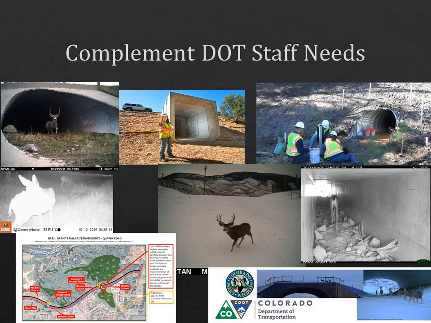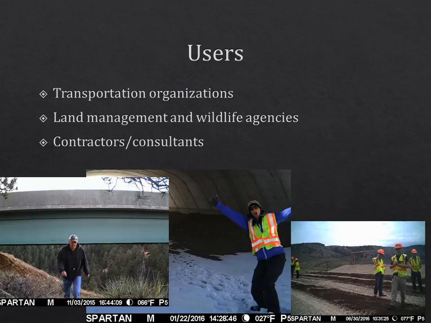Some of those were structures that were built for wildlife movement. Actually, all of the pictures here on this slide are of structures or animals, in one case a person, that were built for wildlife movement. And so that was a really common activity. But we also used cameras in systems where the structures weren't built for wildlife and they just incidentally used those structures. Our users were transportation organizations, land management and wildlife agencies, and then contractors and consultants, including universities that work with those organizations.